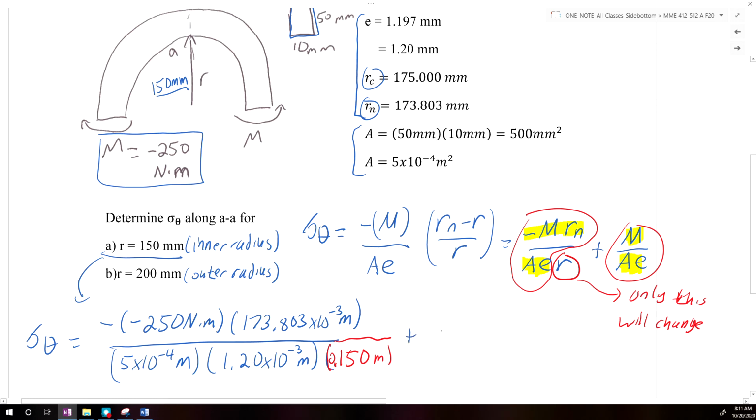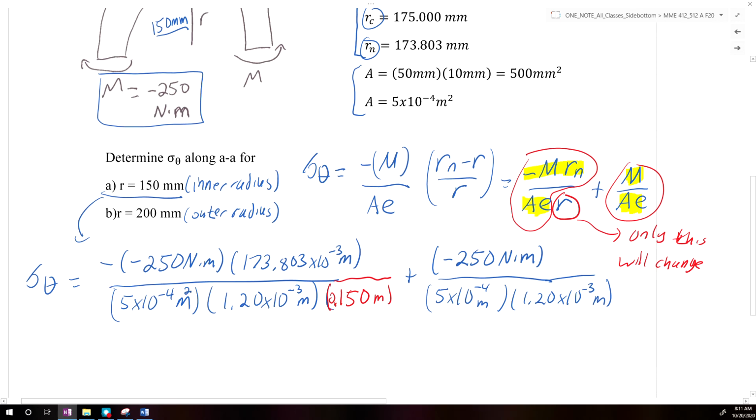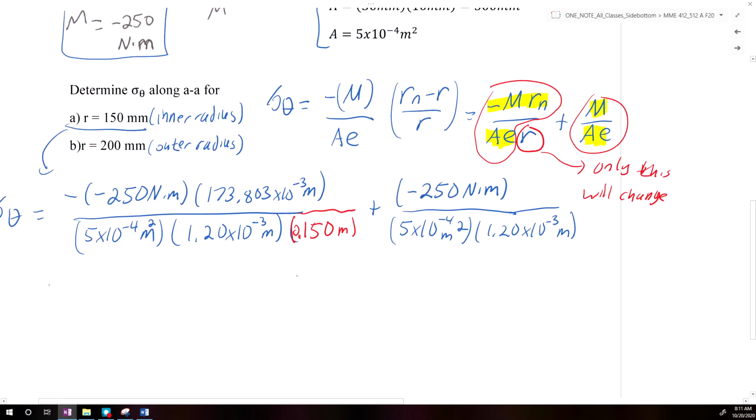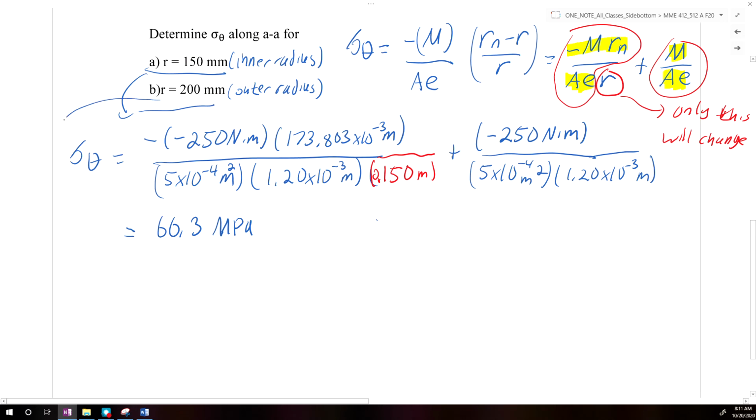Which is just going to be equal to negative 250 newton meters divided by 5 times 10 to the minus 4 meters squared times 1.20 times 10 to the minus 3 meters. If we evaluate all these out, what we'll end up getting is sigma theta equal to 66.3 megapascals.